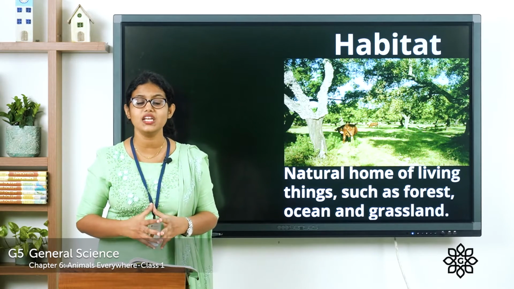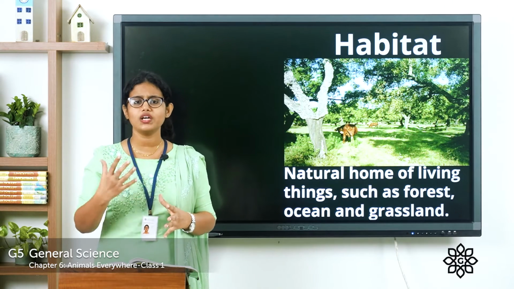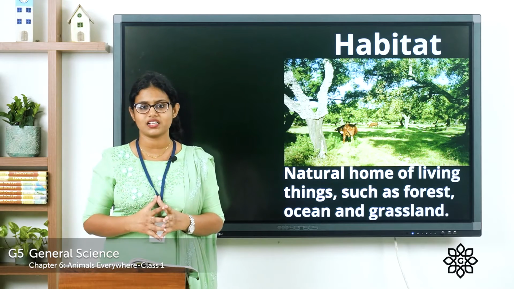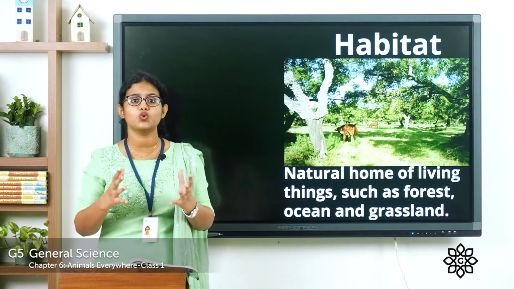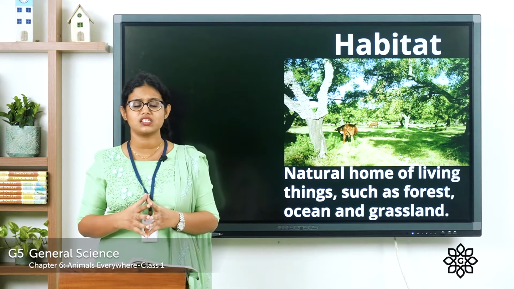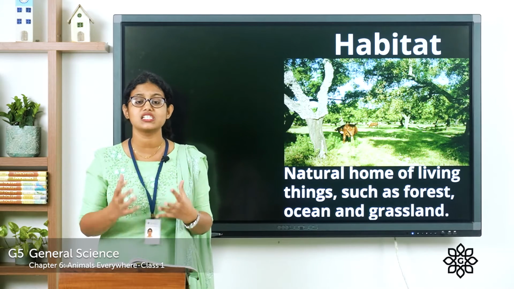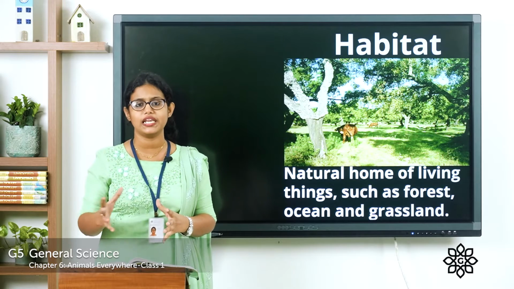Polar bears live in polar region, right? Very cold place. And what happens if this polar bear is made to live in a grassland? So what is a grassland? Grassland is a land which is covered with full of grass. Can this polar bear survive in the grassland? No, because it is not the right kind of environment for the polar bear to live.